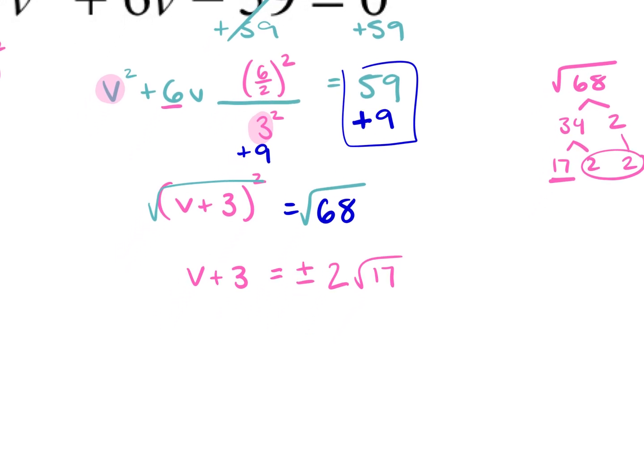What's the last step? Subtract 3. So it cancels here. We have v equals negative 3 plus or minus 2 square root 17. Can I combine the 3 with the 2 square root 17? No, they're not like terms. 2 has a square root attached to it, so you can't combine them together.